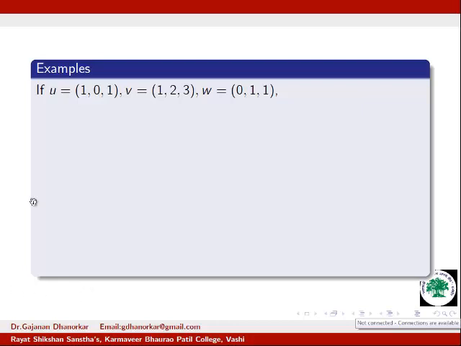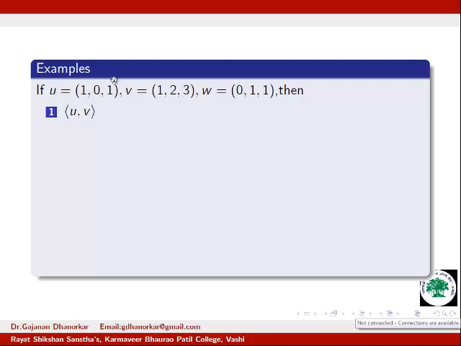For this example, I am taking a 3-tuple coordinate system. U is 1, 0, 1. V has coordinates, and W has coordinates. Now first we will find the inner product of U and V.